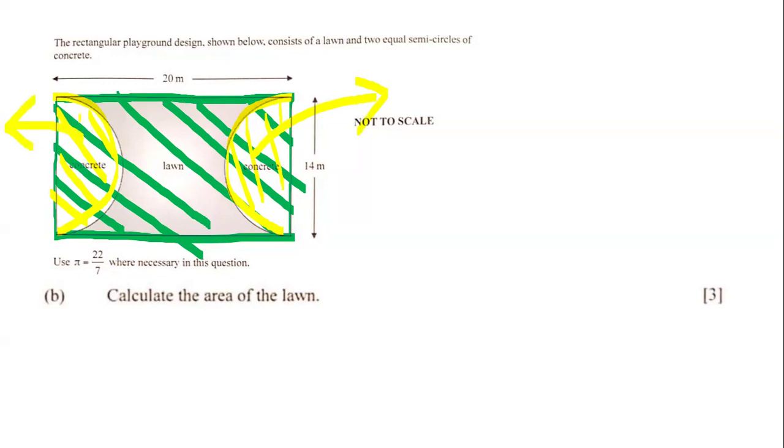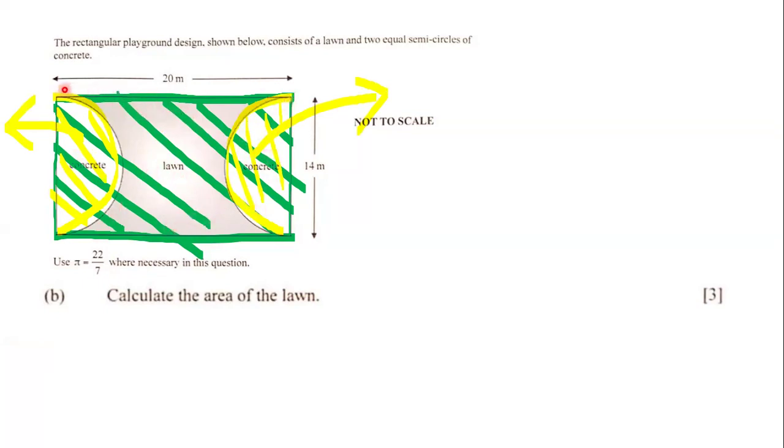So when we take the area of this semicircular portion away, what will be left? We'll be left with the area of the lawn. Okay, so that's the idea.